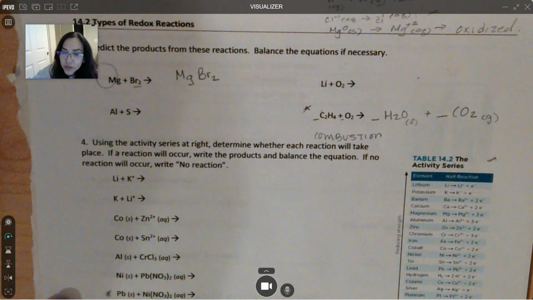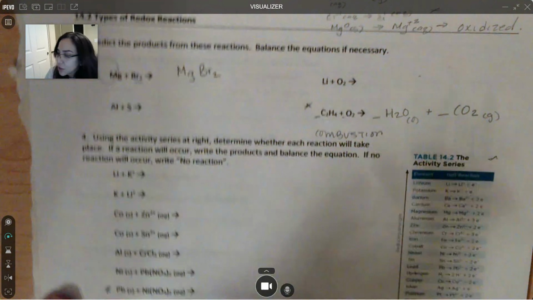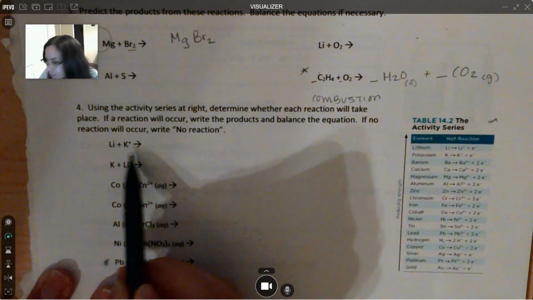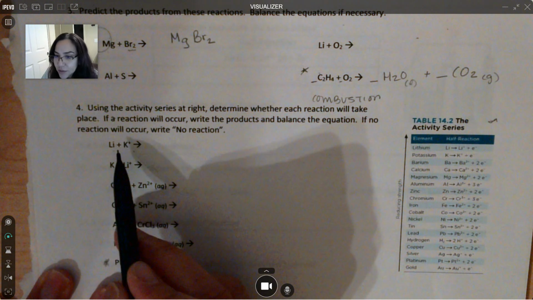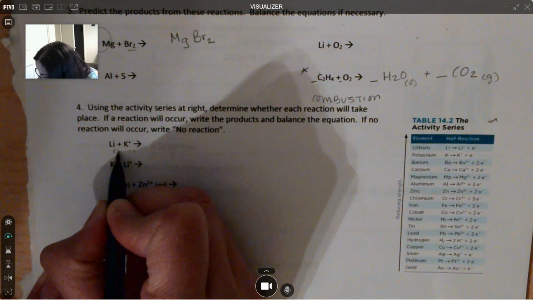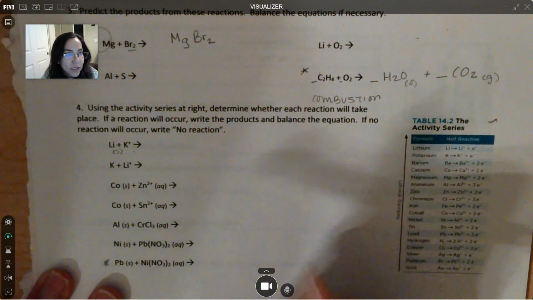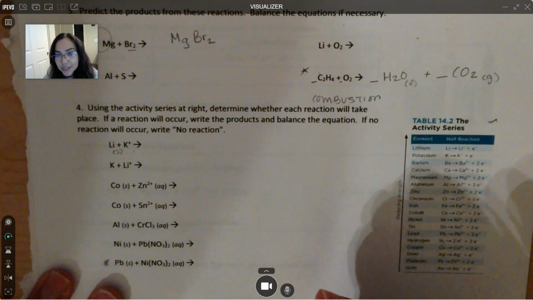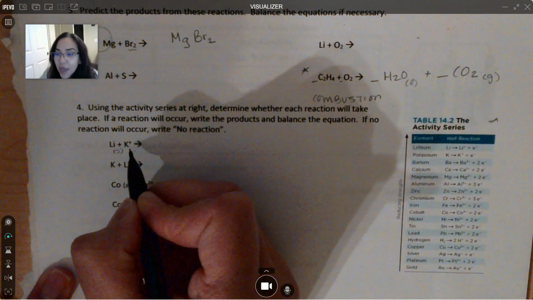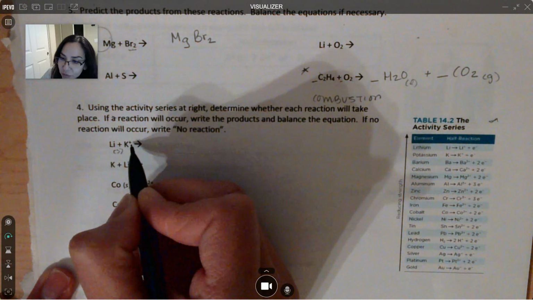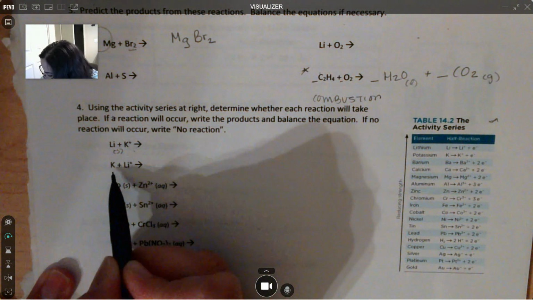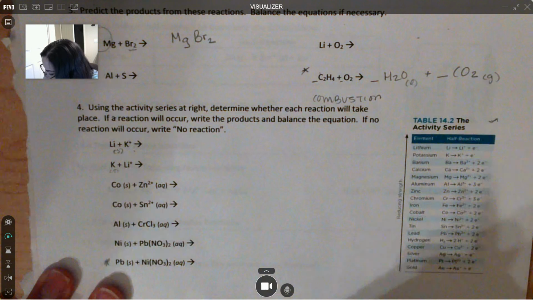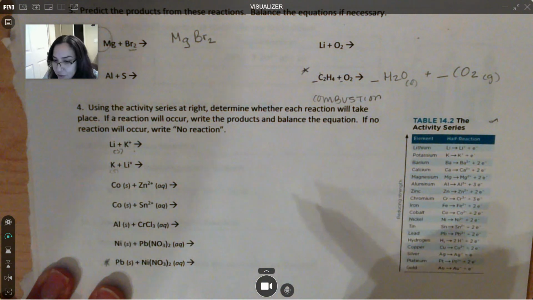All right, so now let's go into using the activity series to try to figure out if a reaction is going to occur or not. Lithium and potassium, we just did that in one of our examples. Actually, we did the reverse. So this is lithium solid, and we want to know if lithium solid is going to be able to replace potassium in an aqueous form. And we know this potassium is in aqueous form because of the positive charge that's right there. Okay? So keep in mind that all of these, all our metals, are going to be solids to start with.